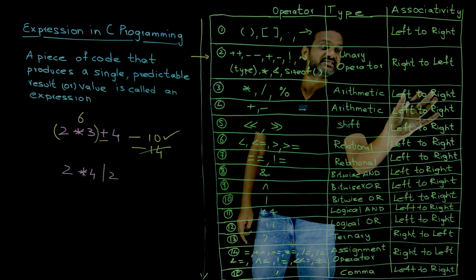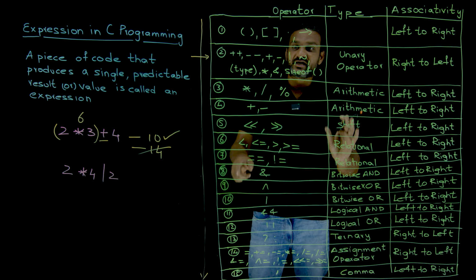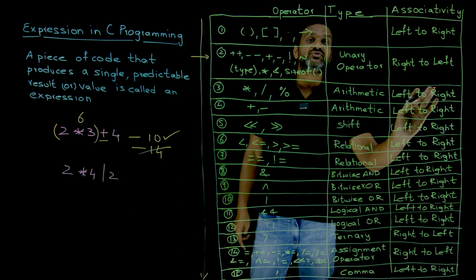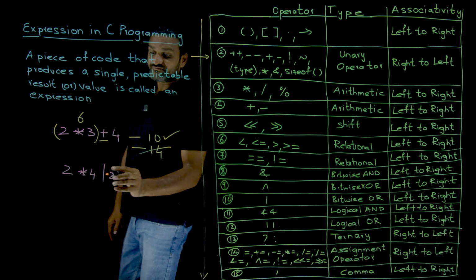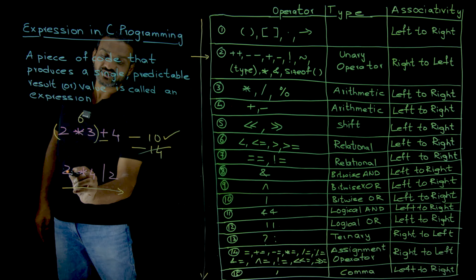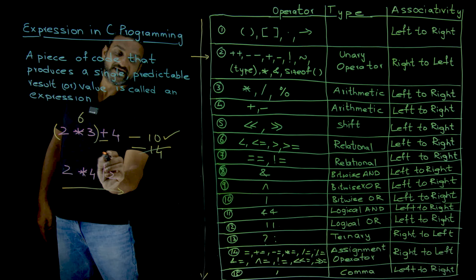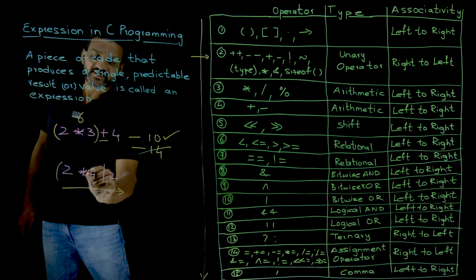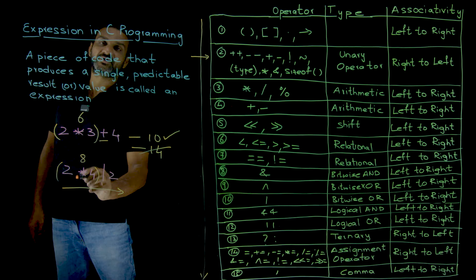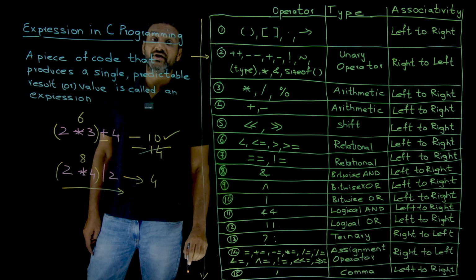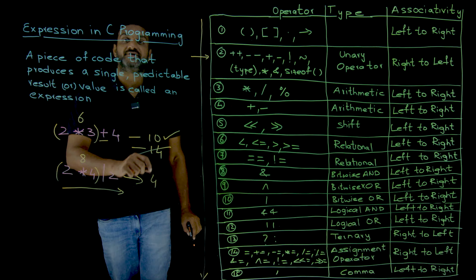Here the associativity states that if the expression has any of these operators, you have to go left to right. That means you execute the expression from left to right: whichever is on the left-hand side gets executed first, and as we move on, the right part gets executed. So this part gets executed first, producing an outcome of 8, and next 8 by 2, the result is going to be 4. This is what we call associativity.